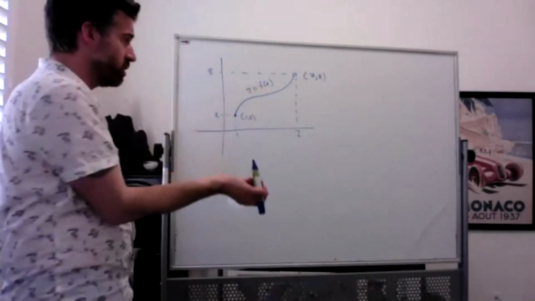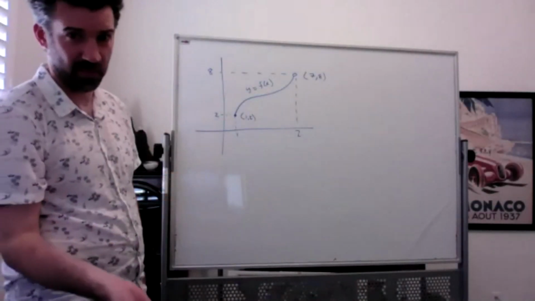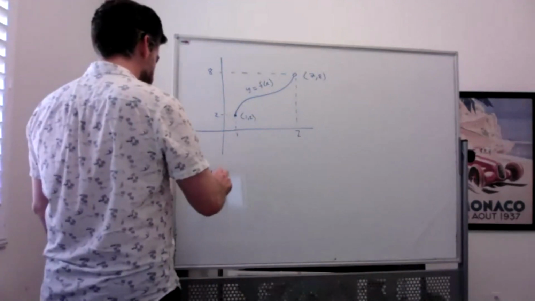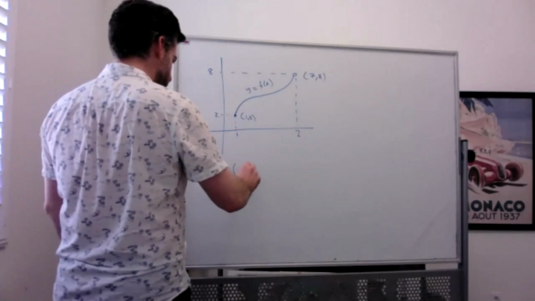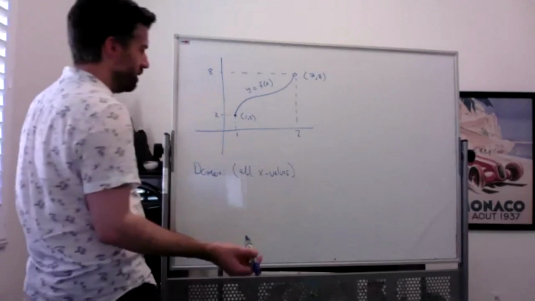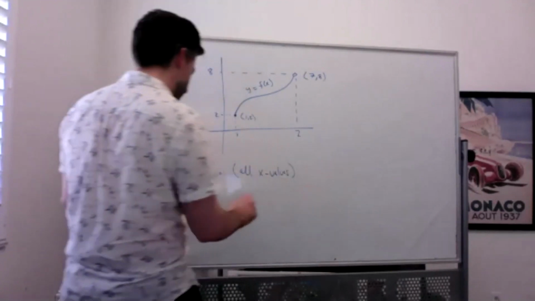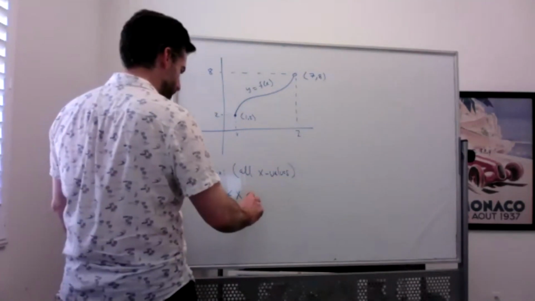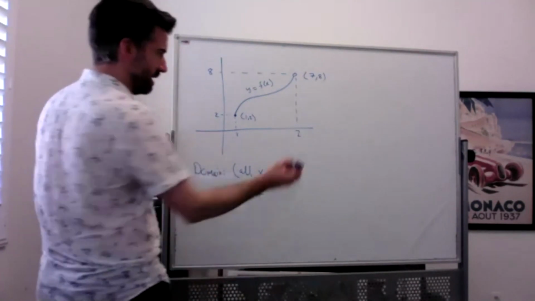So if this were my function, the entirety of my function, I would say that the domain, which is all the x values, is, well, one way to write it would be that x is bigger than or equal to 1 and less than 7. That's a 7, by the way.